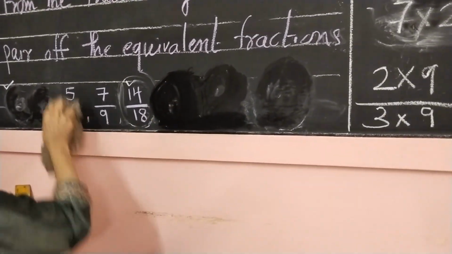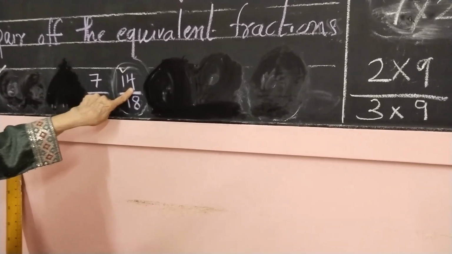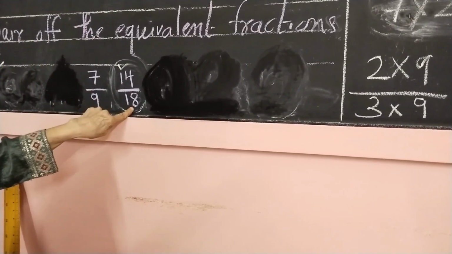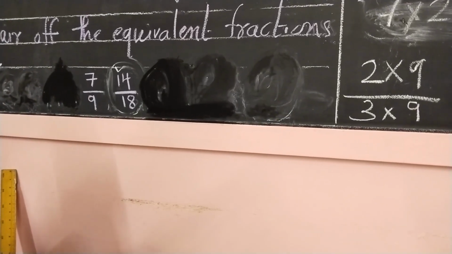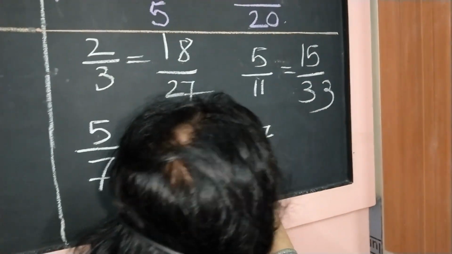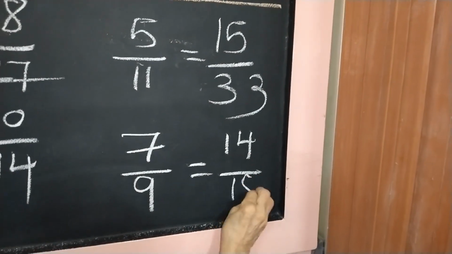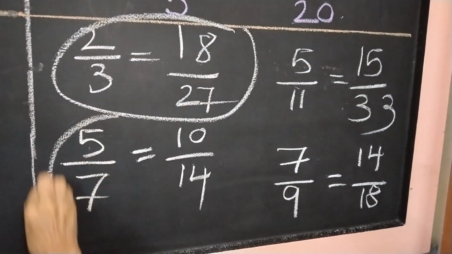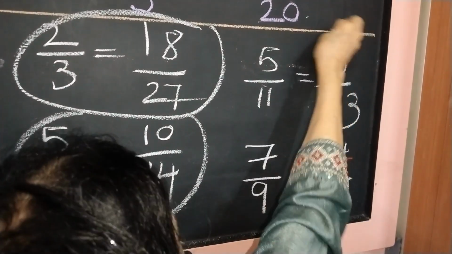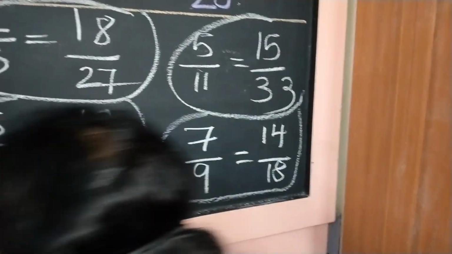1 means we have used. And now what remains is this only. 7 into 2 is 14. So 9 into 2 is 18. So the remaining ones are forming an equivalent fractional pair. 7 upon 9 is equal to 14 upon 18. So this is our one answer, this is our second answer, this is our third answer, and this is our fourth answer.